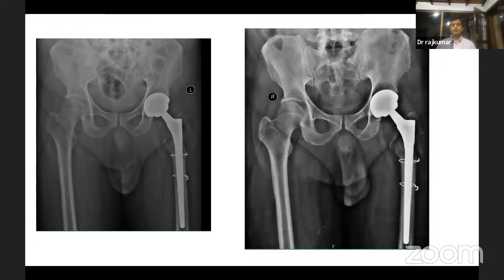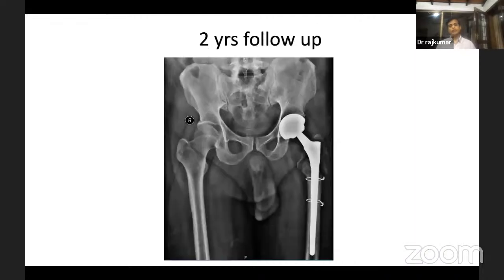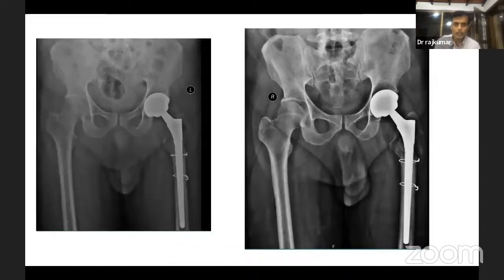So this is again a 1 year follow-up, so 2 years follow-up x-ray. So patient is doing well. So here the key thing is you regain the length, you gain the offset, and then do a regular uncemented THR with the distal loading stem. Look at these x-rays.